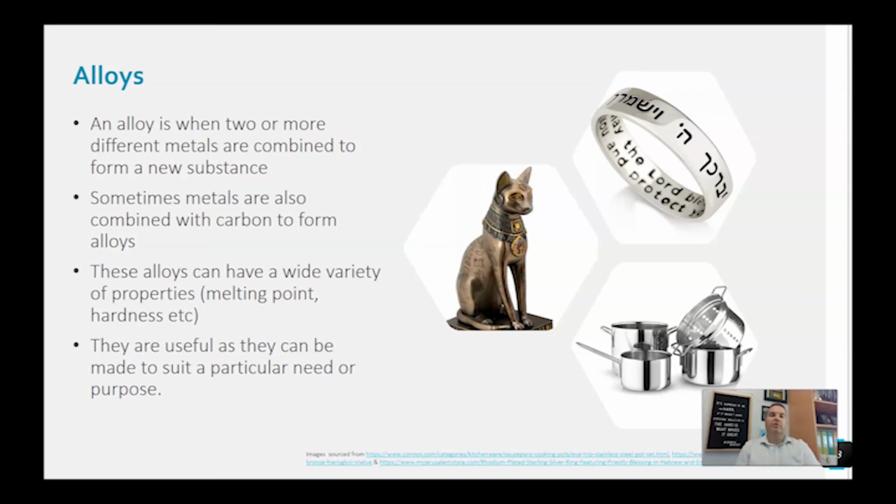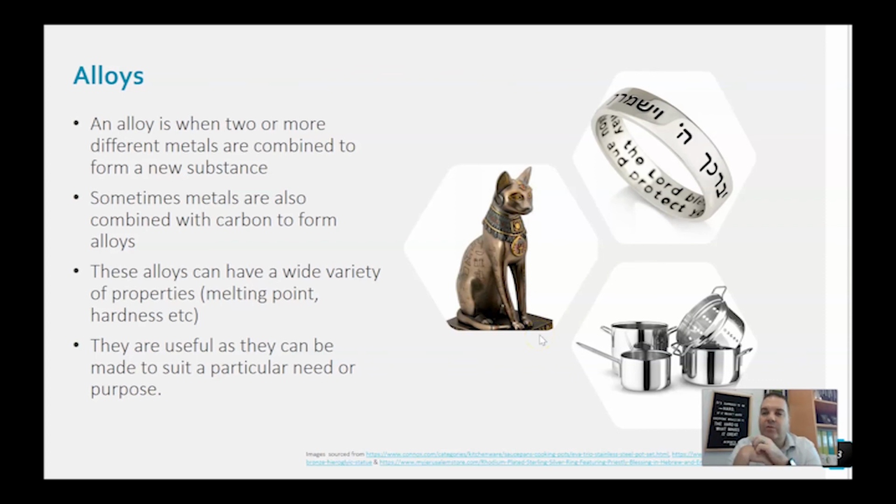So you've heard of something called the Bronze Age. That was a really big advancement for human civilization, because when they made bronze, that was a lot harder than the initial metal or metals that they originally had. So they were able to combine two metals together and get something that was much stronger.